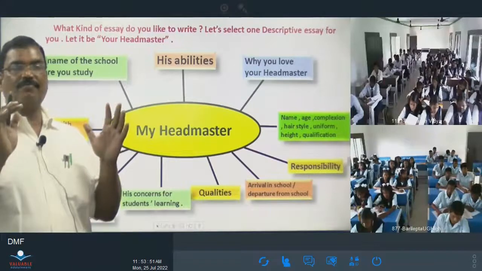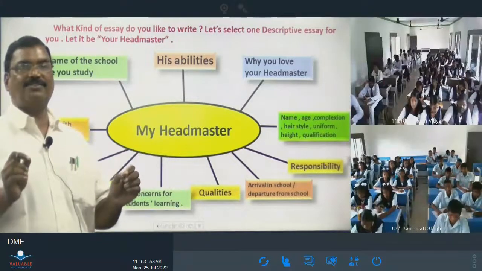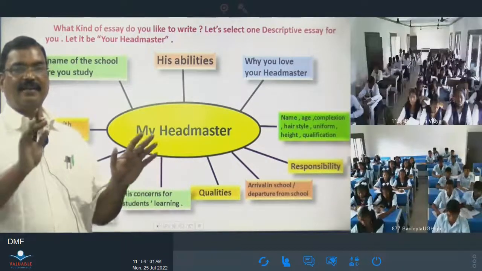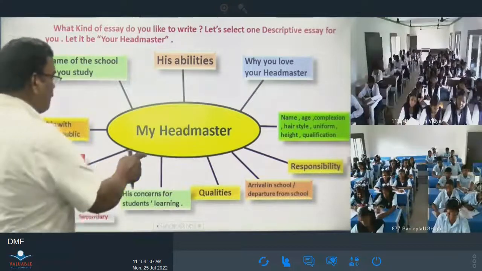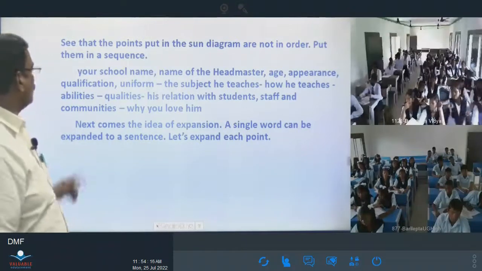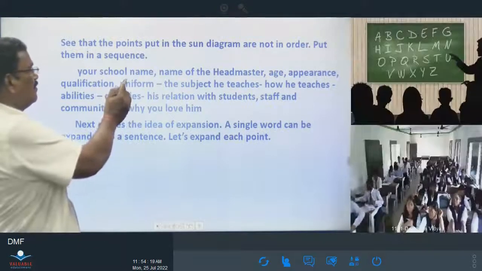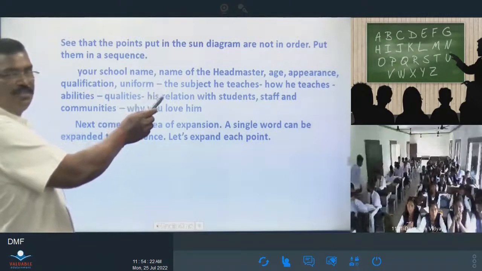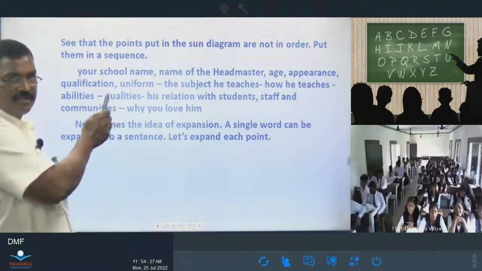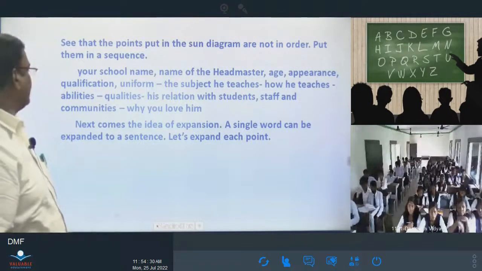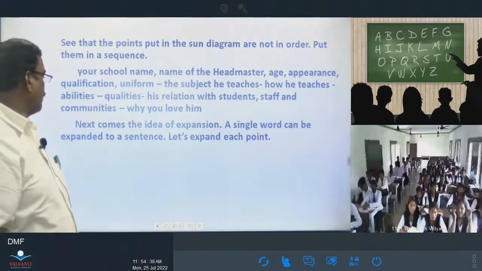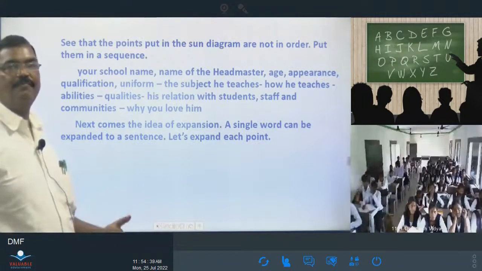So first of all, we have to put the points in a sequence, in a systematic order. Let's see. When we put the points in a systematic order, it goes like this: your school name, the name of the headmaster, age, appearance, qualification, uniform, the subject he teaches, how he teaches, abilities, qualities, his relation with students, staff and communities, why you love him.